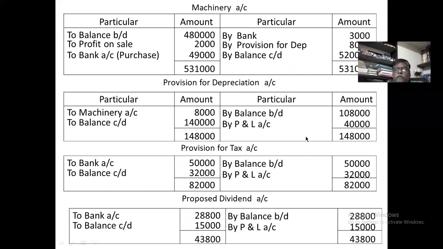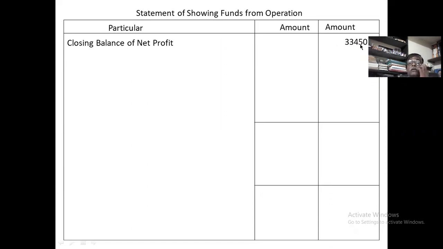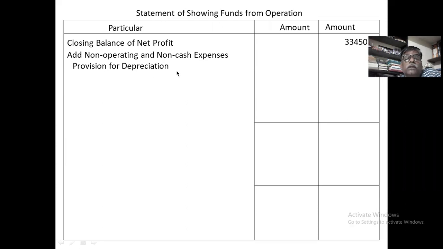Okay, now you prepare the fund flow statement. Sorry, funds from operation statement. In the funds from operation statement, you take the net profit as per your P&L account. Net profit as per P&L account is 33,450. It is the closing balance. Add non-operating and non-cash expenses. First is depreciation, provision for depreciation.